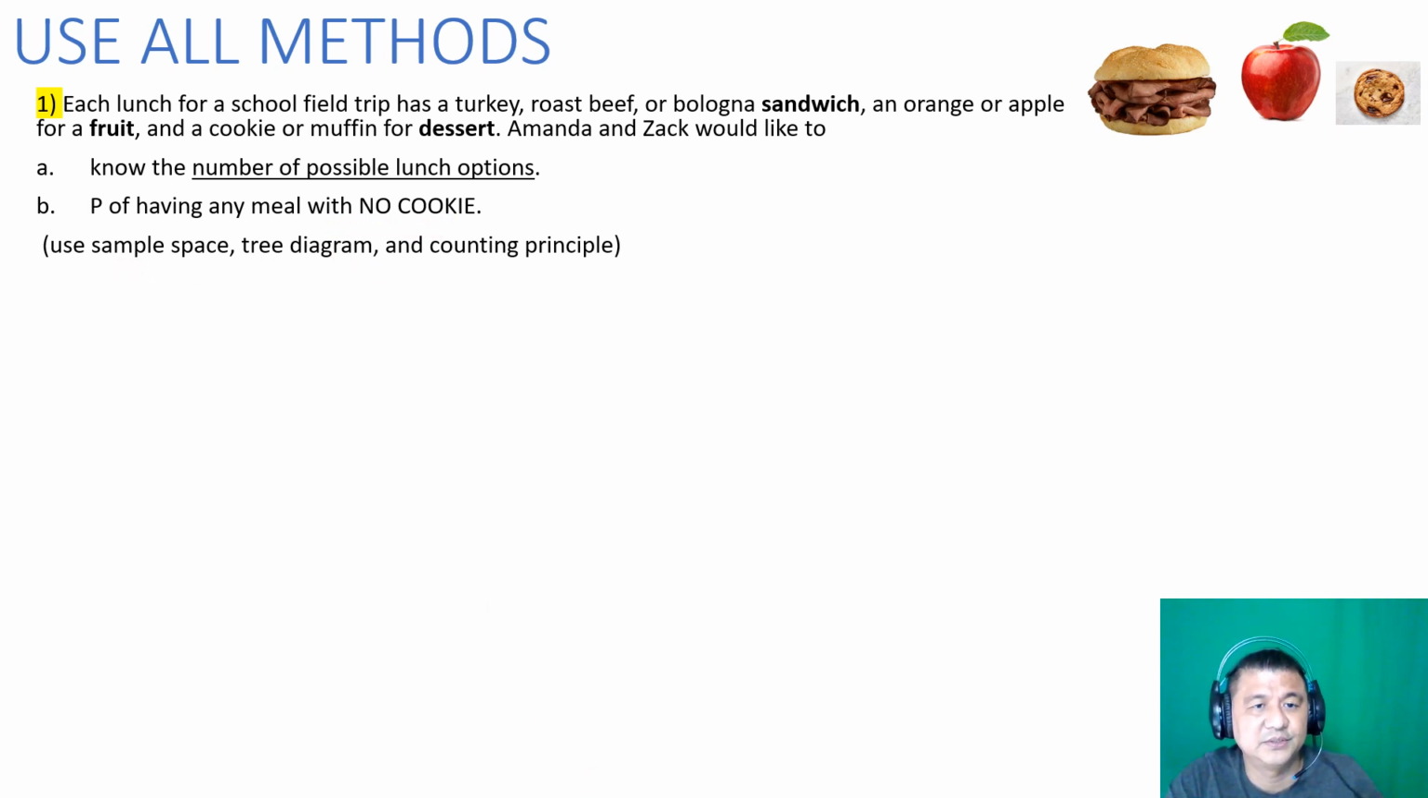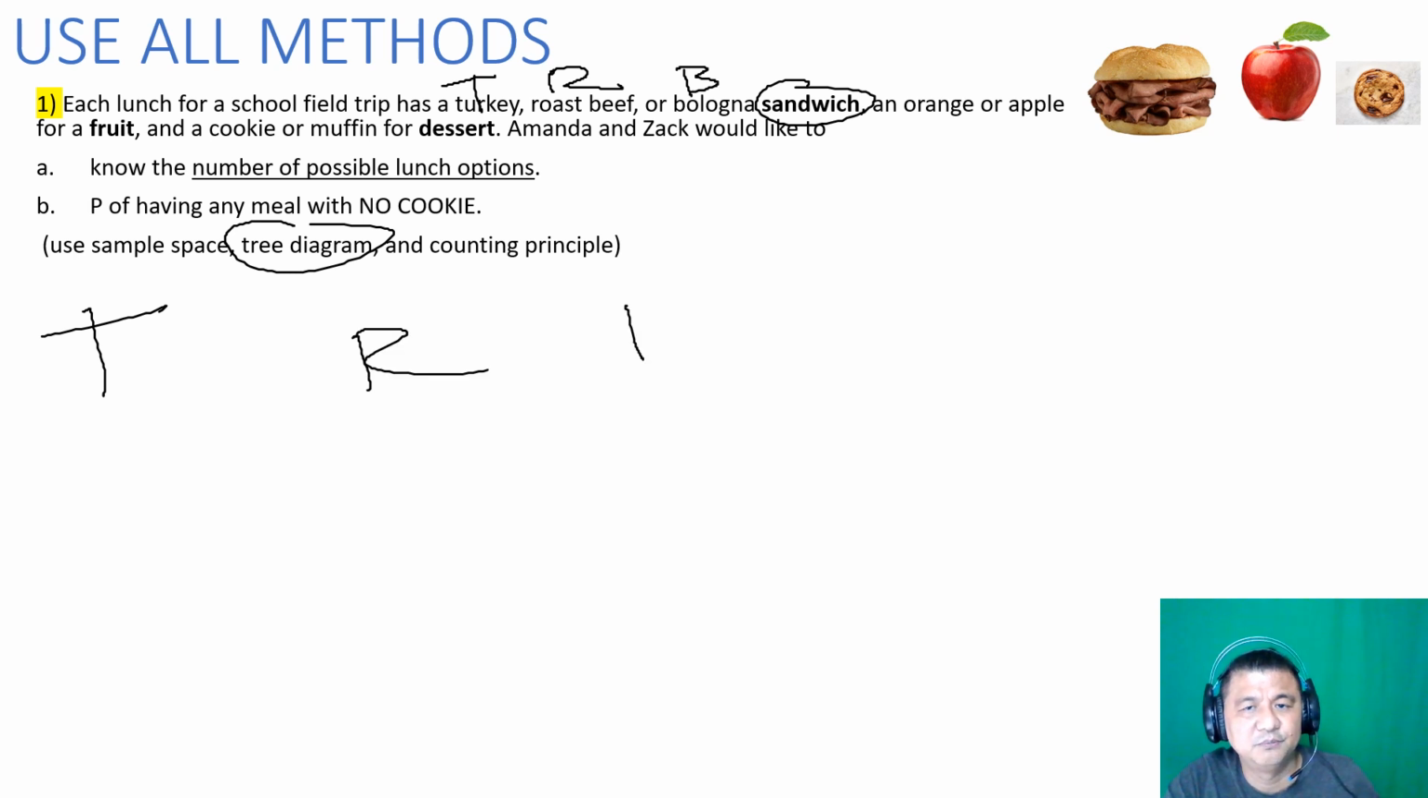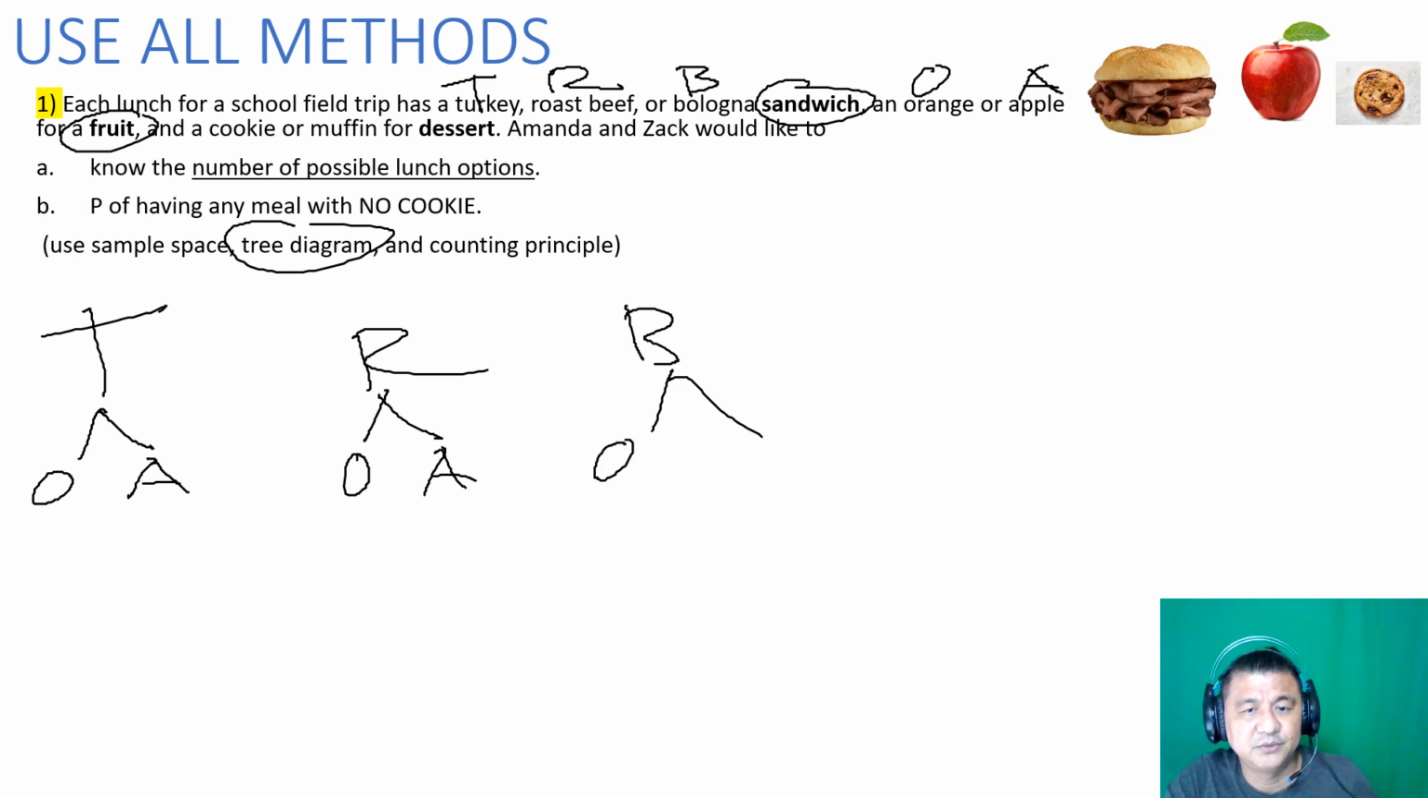Okay, let's start with a tree diagram. So, first of all, let's start with a sandwich. Sandwich could be turkey, roast beef, or bologna. And then for a fruit, it could be orange or apple. Take note, I'm just using the first letter. It makes your life easier. So, orange or apple, roast beef followed by orange or apple, bologna followed by orange or apple.